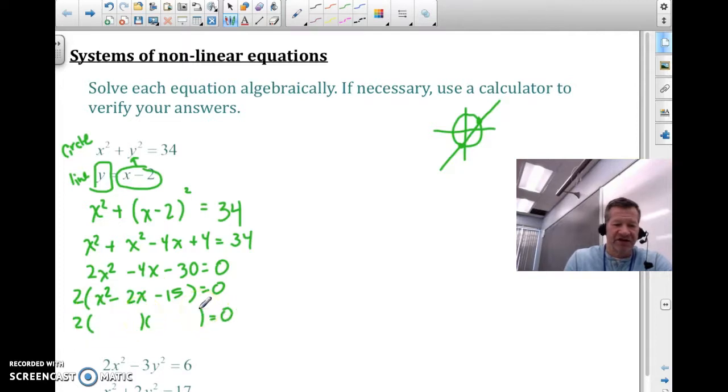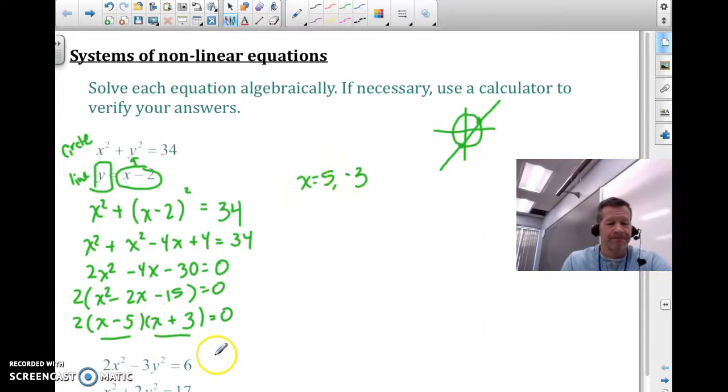X squared is simply x times x. 15 is either 1 times 15 or 5 times 3. It looks like a negative 5 and a positive 3 will multiply to negative 15 and also add to a negative 2x when I do the outer and inner terms. So I've got two values for x. I've got x equals 5 or negative 3 using the zero product property.